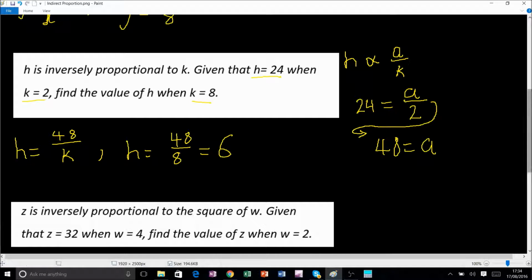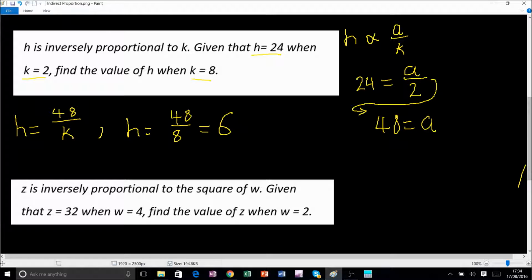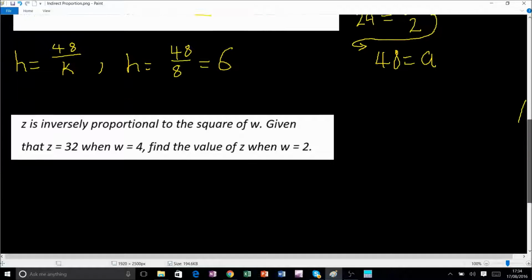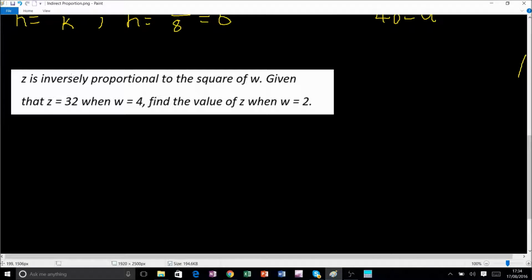Okay, let's look at one more example. So it says z is inversely proportional to the square of w. Okay, that's fine. So we've got a relationship such as z is inversely proportional to the square of w. So we have something over the square of w. Our proportionality constant, let's call it a for the sake of it again.